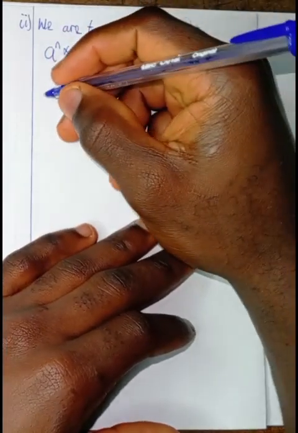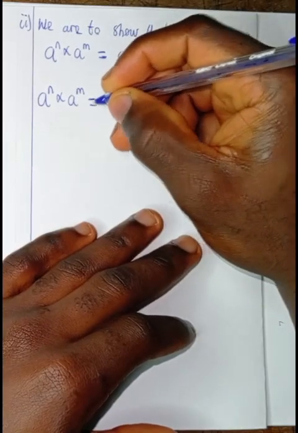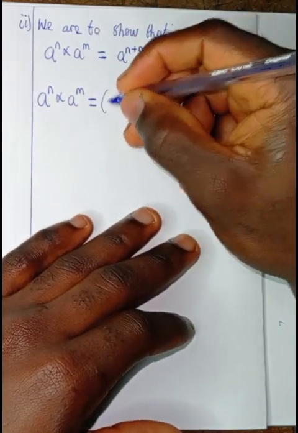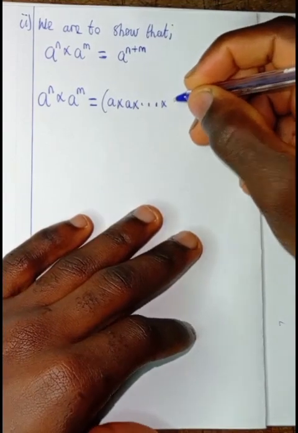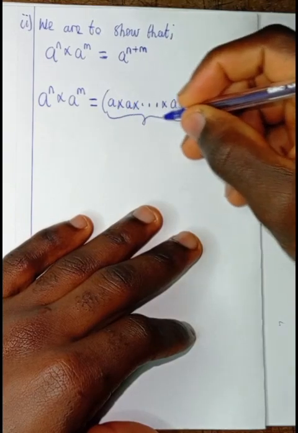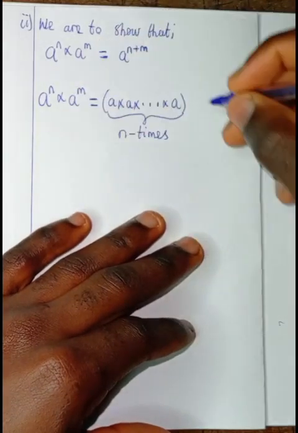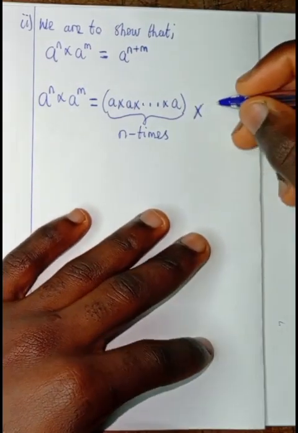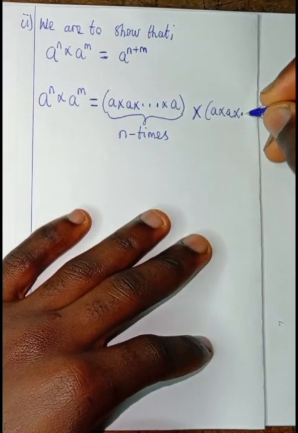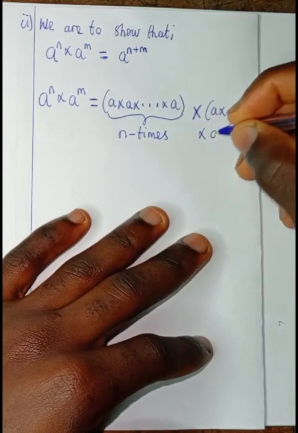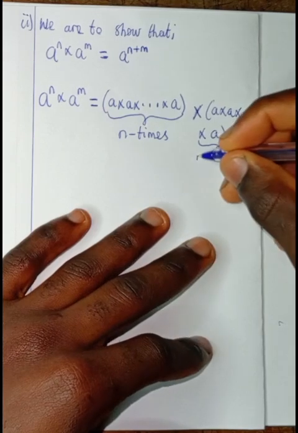So by making use of the left hand side, if you take a to the power n times a to the power m, it is simply equal to, we know a to the power n simply means take a times a times 3 dots times a, we multiply a by itself n times. Here we multiply a by itself m times.